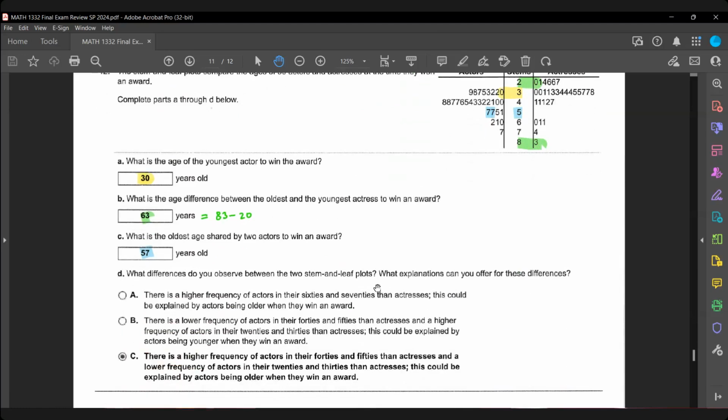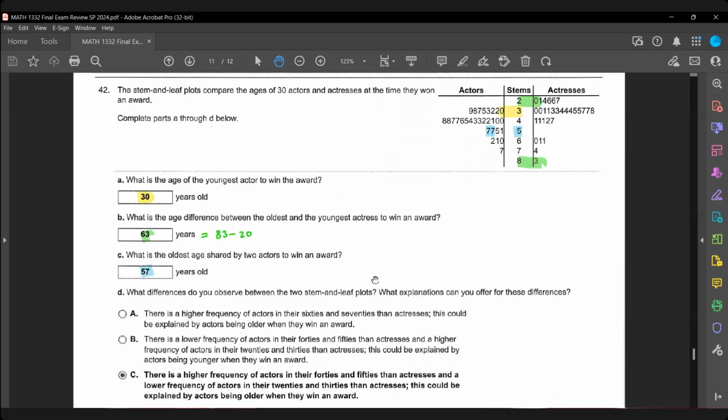What is the oldest age shared by two actors? Two actors were here in an award. Well, we see 32, 32. There were also 40, 40, 42, 42, 43, 43, 47, 47, 48, 48. The oldest is 57. Once again, another 57. That is the oldest age shared by two actors to win an award.